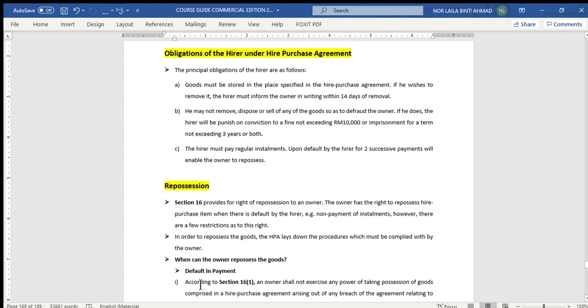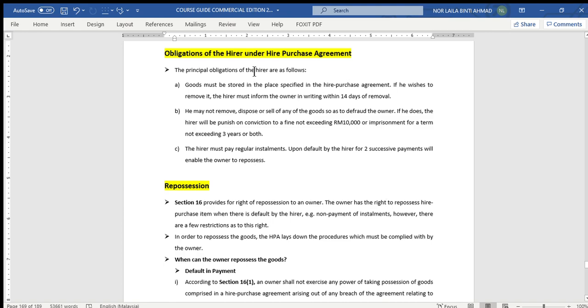Alright, now let's continue with the last subtopic under hire purchase agreement, which is repossessions. Before that, we know that after we sign the hire purchase agreements, we must know the principal obligations.